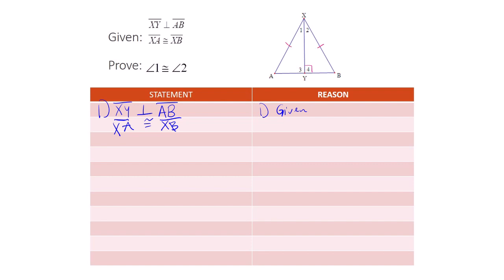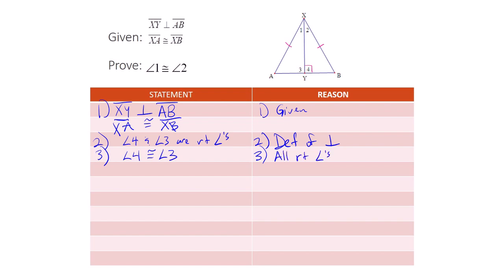All right. So when I know that two lines are perpendicular, that means they form right angles, right, by definition. And so we can say that angle 4 and angle 3 are right angles. And that's by definition of perpendicular lines. And then angle 4 must be congruent with angle 3. And we know that by all right angles are congruent. Okay, so then we know that these two angles are congruent here.